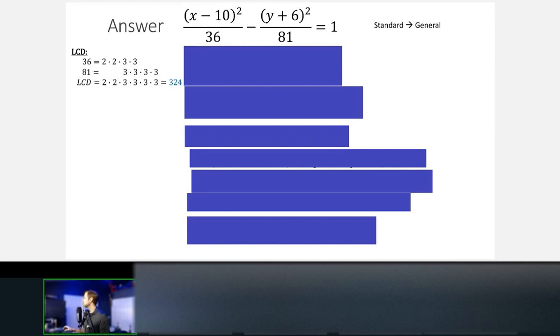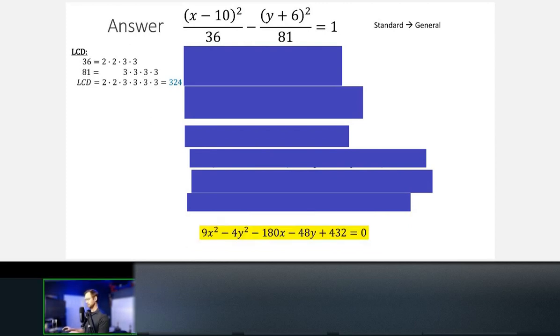All right, I'm going to go on. You all should be done by now, but it looks like someone is not. There you go. All right, what is the final answer? What did you guys get? 9x squared minus 4y squared minus 180x minus 48y. And then a few of you got plus 435. Somebody got plus 432. Two of you got plus 432. Let's take a look. I got plus 432 as well.